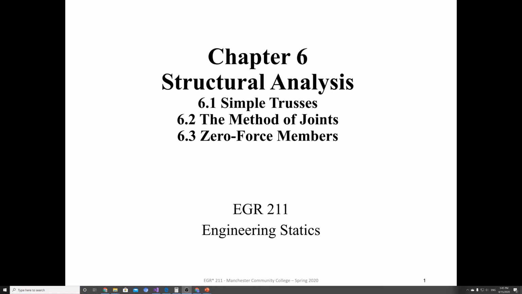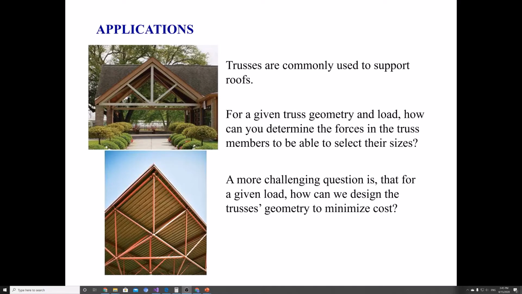Okay, today I'm going to cover structural analysis, sections 6.1, 6.2, and 6.3. So in this chapter, the focus is going to be on trusses, right? And here are some applications for you.